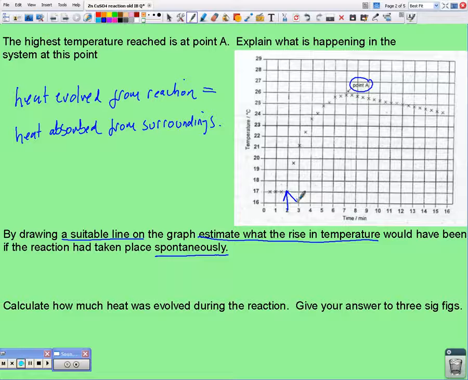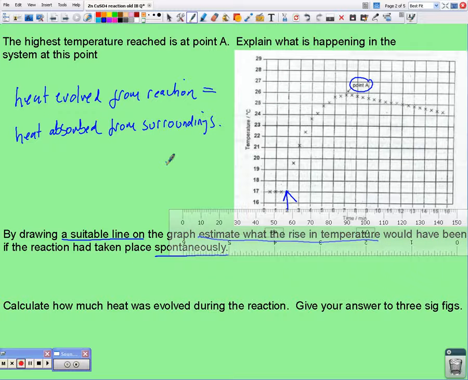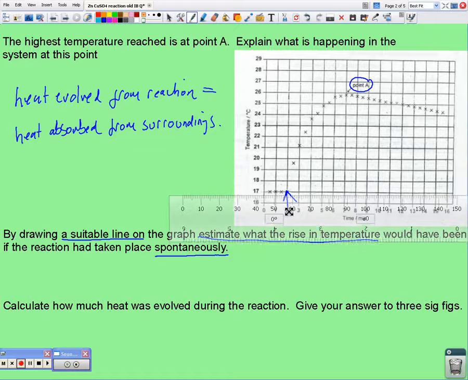But it didn't. You can see from the points on the graph that the temperature increases gradually to a maximum. That's because the particles of the zinc are not able to react with the copper sulfate all in one go, and we've got heat being lost to the surroundings. So if we take a ruler, we should be able to draw some lines on here.